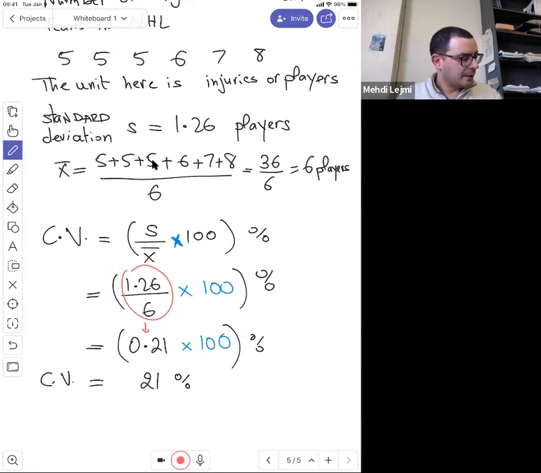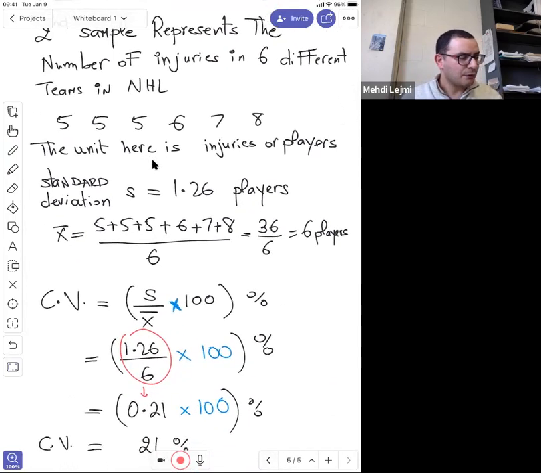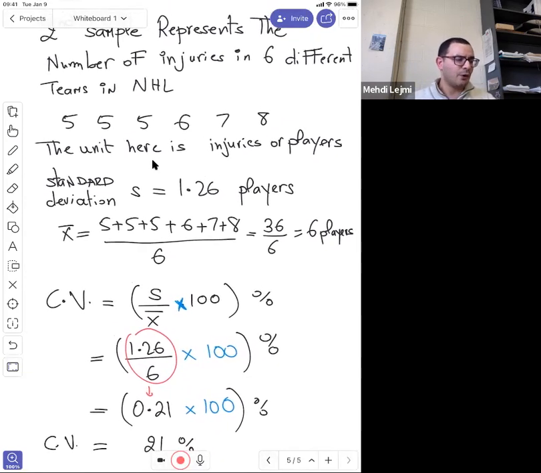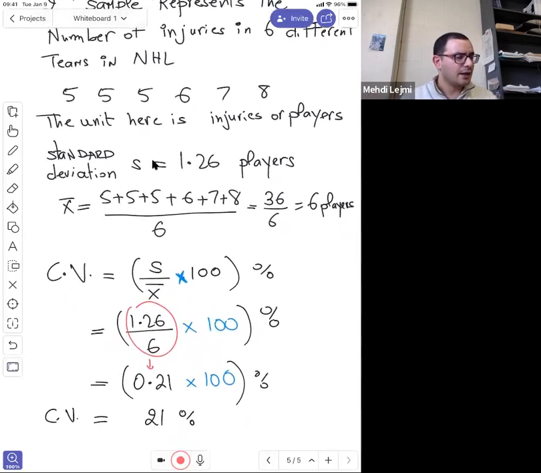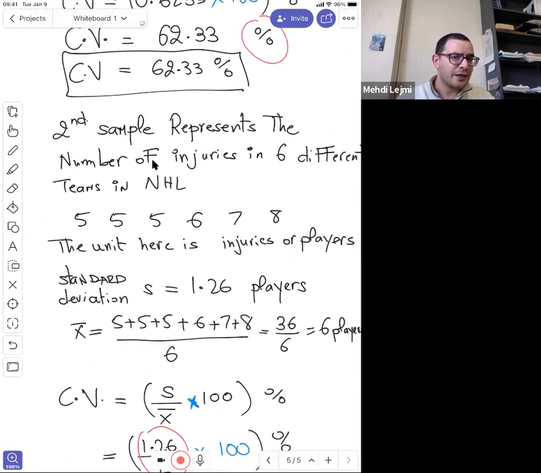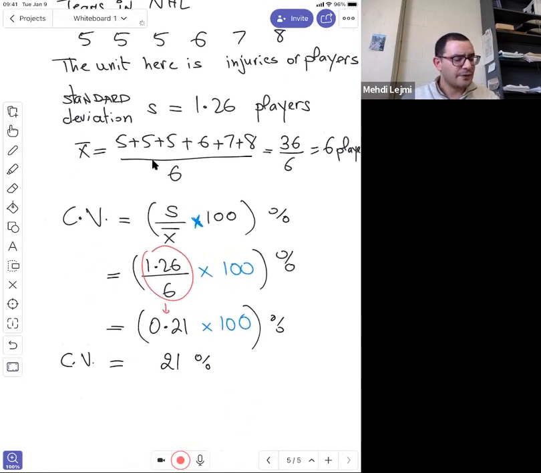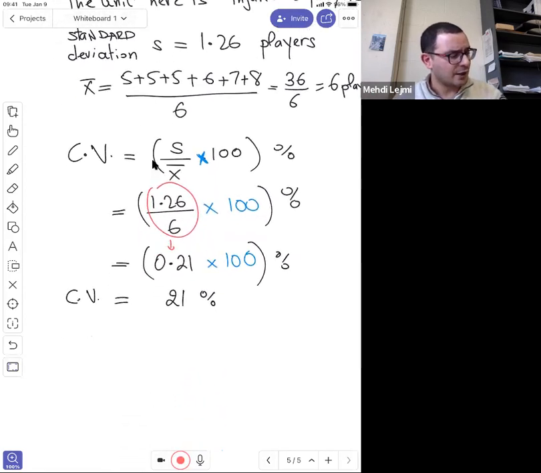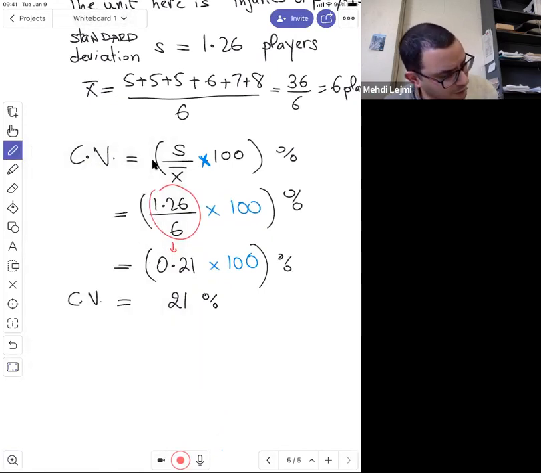All right, so now you can compare the coefficient of variation of the 2 samples. Again, the 2 samples represent different populations, right? In the first sample, we had the flowers. In the second sample, we have NHL players. In the first sample, the coefficient of variation is 62.33, and in the second sample, the coefficient of variation is 21. Of course, the coefficient of variation of the first sample is larger than that of the second sample.